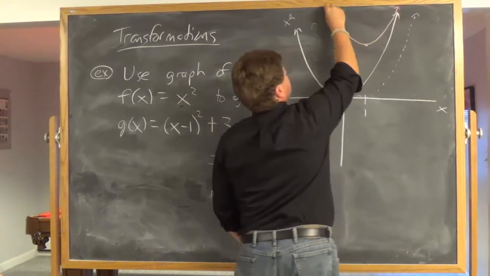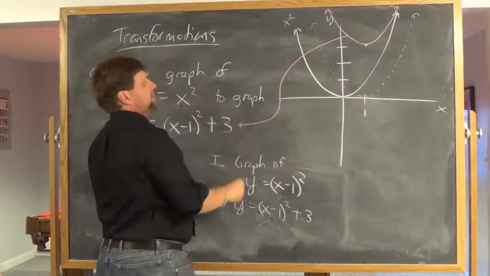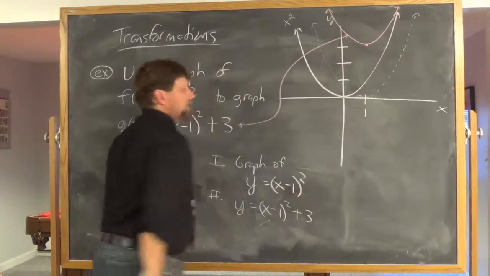And I'm running out of space. But that's the graph of (x minus 1) quantity squared plus 3.